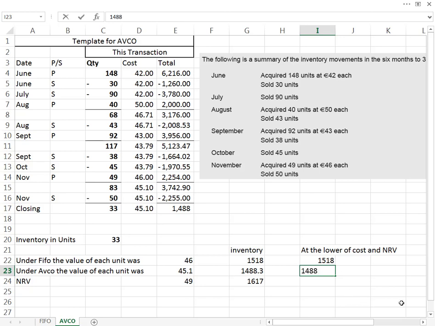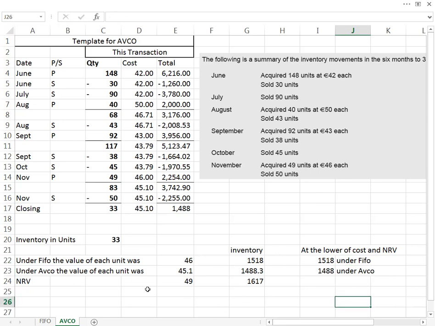Okay, so my point to you there then is that in either case the net realizable value that you were given was higher than either the average or the first in first out, and therefore for your part B of that question, you would have used 1518 under FIFO, and you would have used 1488 under AVCO. Okay, so that was the last piece of that question.